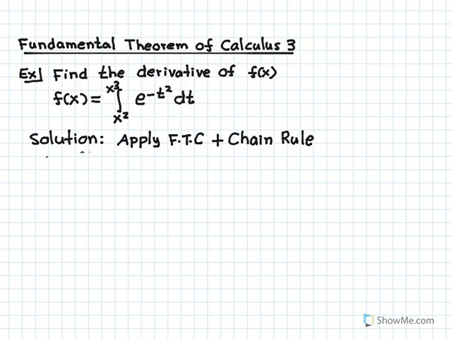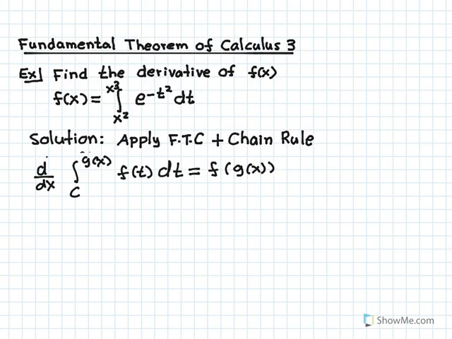The formula we're going to apply is d dx of the integral from c to g of x of f of t dt is equal to f of g of x times g prime of x. Now, before we can apply this formula, we need to split up the integral so we can apply this rule.